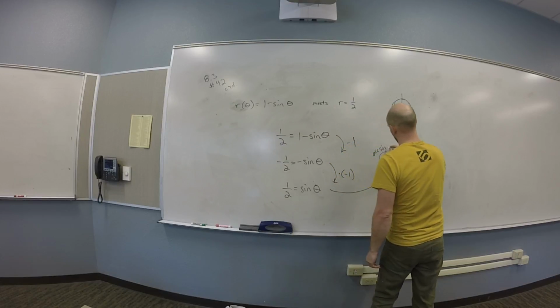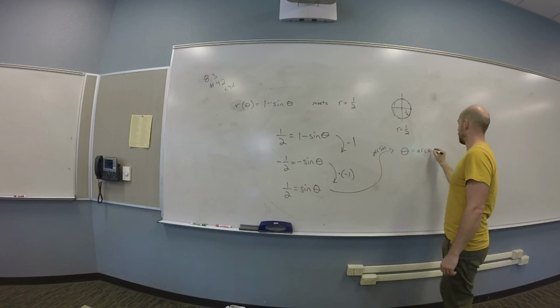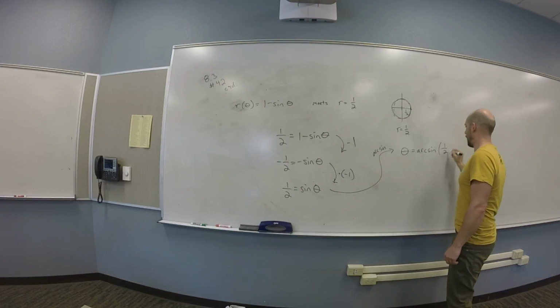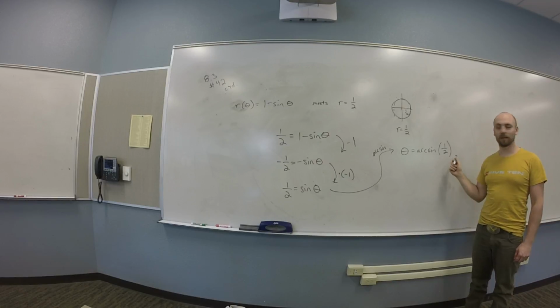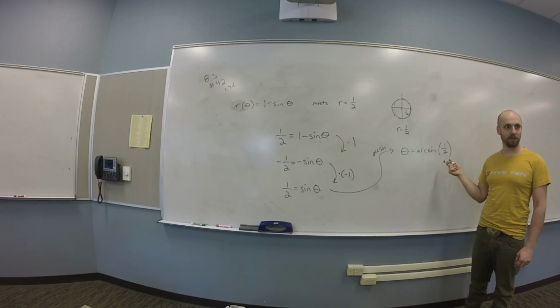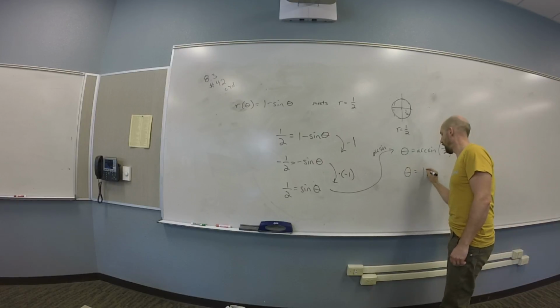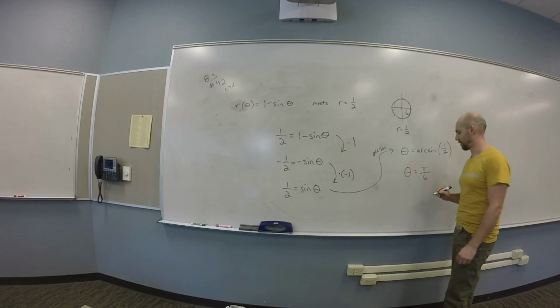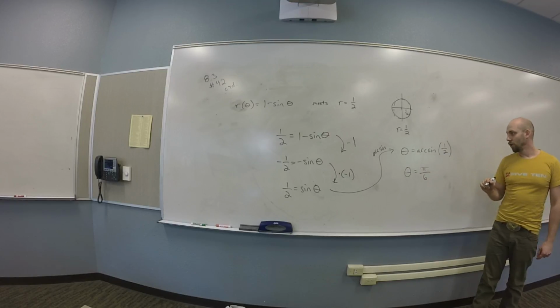You'll get theta is the arc sine of 1/2, which is a special angle. 1/2 is a nice standard angle, which is 30 degrees. So theta is then pi over 6 radians. Theta is always in radians.